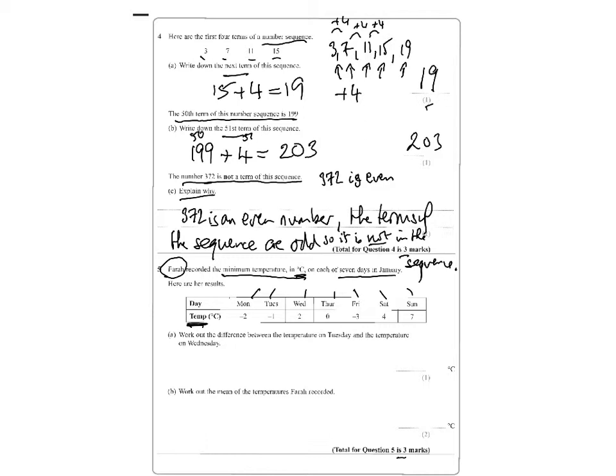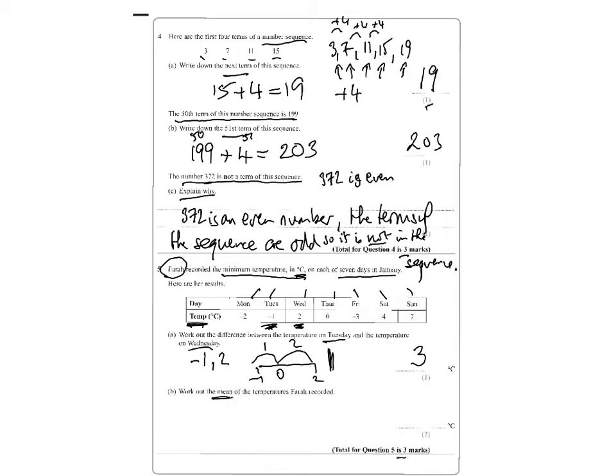Work out the difference between the temperatures on Tuesday and on Wednesday. So I'm looking at Tuesday and Wednesday. So the difference is going from -1 to 2. So if I use a number line, it's gone up 1 to get to 0. It's gone up 2 to get to 2. So my difference is just 3. You might have been able to work that out without a number line, but I just put it in there anyway. The next bit, you have to do a little bit of thinking.